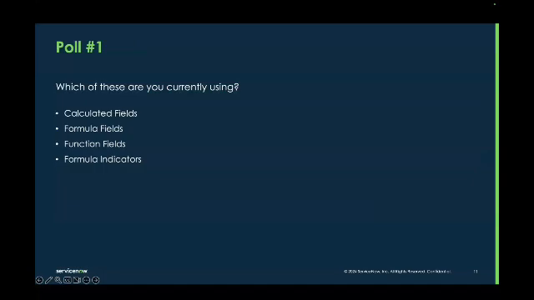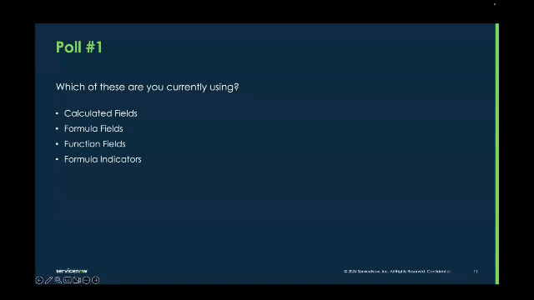All right, so I don't have an actual poll, because I did not tell Thomas about this beforehand. But I wanted to see in the chat, we're going to talk about different types of formulas and conversions: calculated fields, formula fields, function fields, and then formula indicators. In the chat, can you tell me which of these you're using or not using, whatever comes through? I just want to see that scroll through really quickly, so we can know what we're going to focus in on.